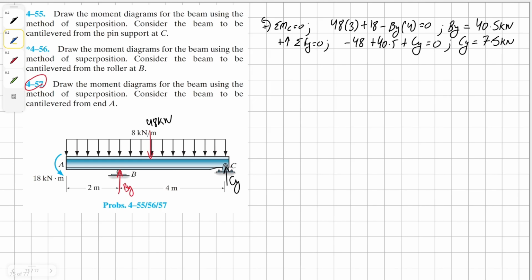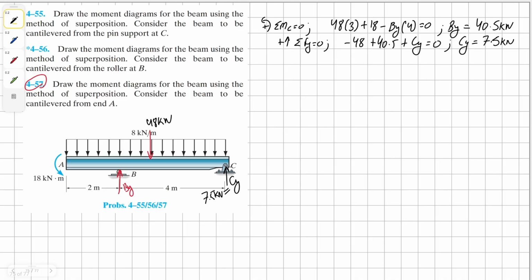Draw the moment diagrams for the beam using the method of superposition. Consider the beam to be cantilevered at the end A. Let's solve this problem once again. We first of all need to determine our external action forces, which we found in our earlier problems. So we are using those same values again.